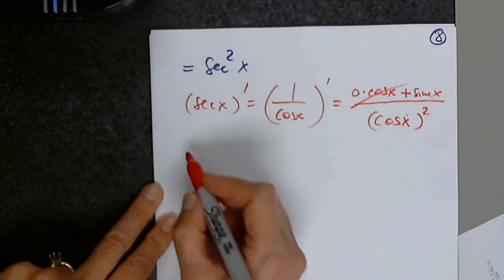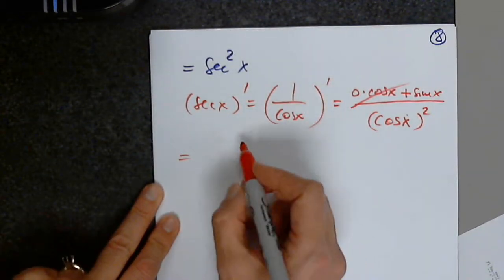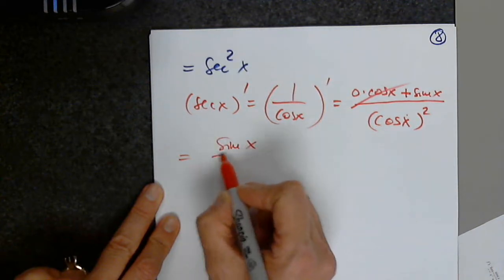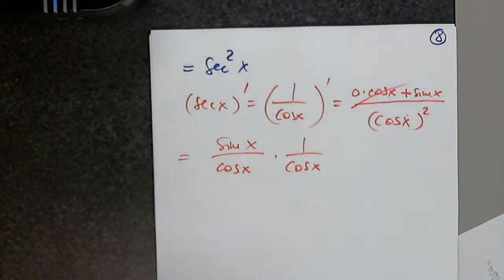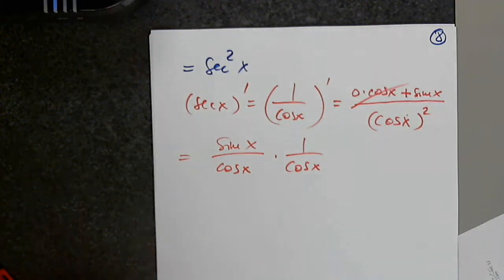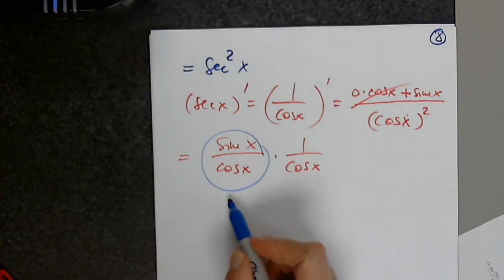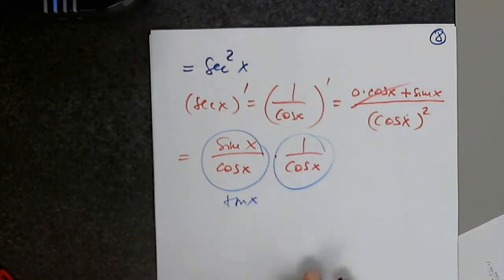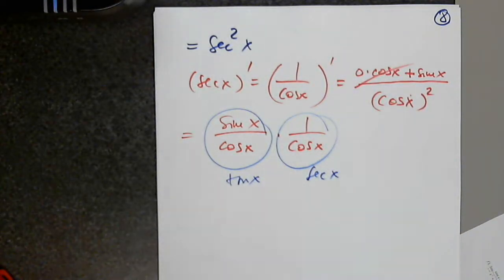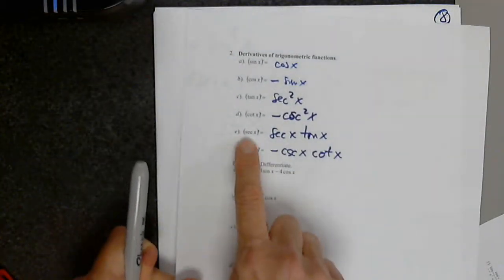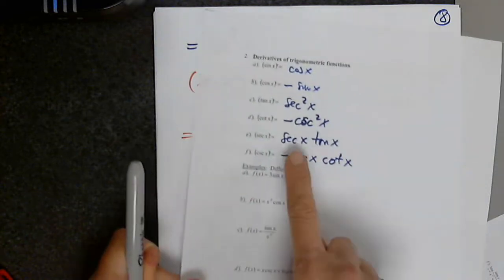This is gone. So now I have another little algebraic manipulation. Sine x over cosine x times 1 over cosine x. I split the fraction sine over cosine squared into sine over cosine times 1 over cosine. So I know what this is. I know what this is. So then I know now that secant prime is secant tangent.